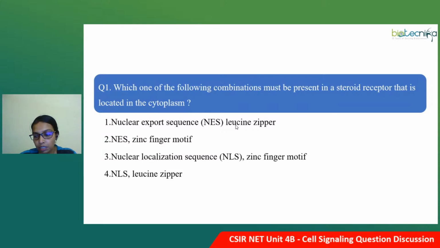Quite an easy question, I suppose. They are just asking you which combination will be present in a steroid receptor that is located in the cytoplasm.